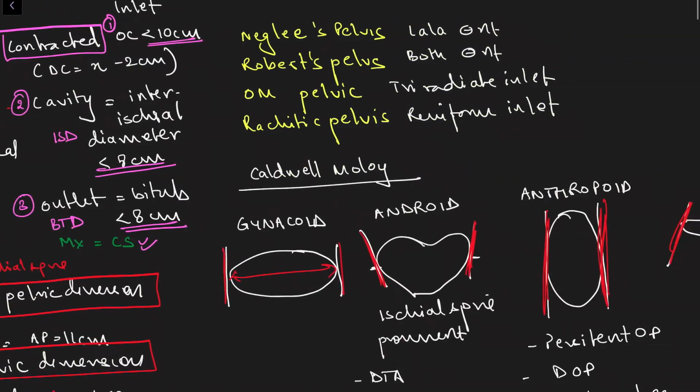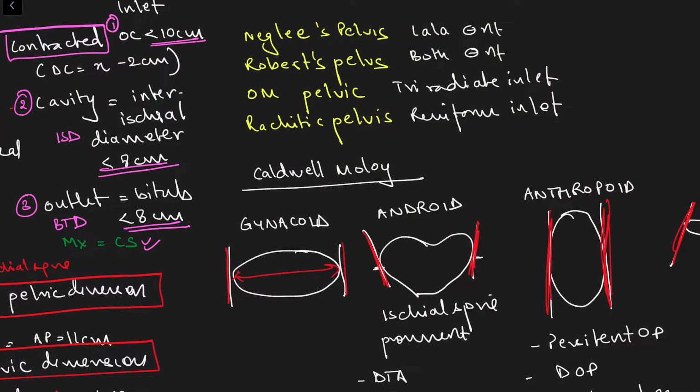Now the variations of contracted pelvis are Naegele's pelvis, where one ala is absent, Robert's pelvis, where both ala are absent, and osteomalacic pelvis, that has a triradiate inlet, and rachitic pelvis having a renal or reniform inlet.